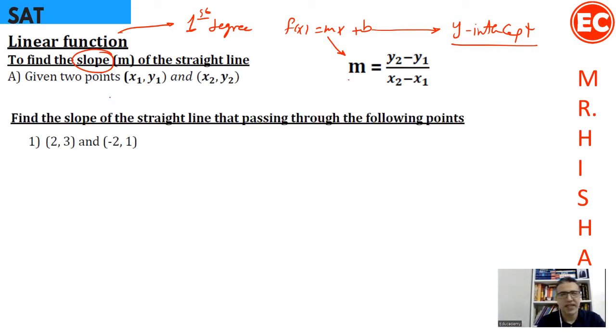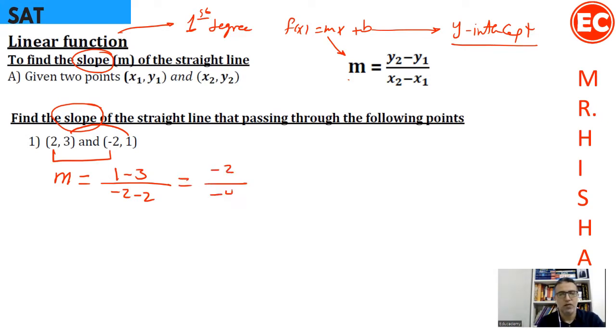Let's go to a direct example asking for the slope. What is the slope between these 2 points? Directly, you say it's 1 minus 3 over negative 2 minus 2. So it's negative 2 over negative 4. I cancel the negative, so it's 2 over 4, which can be simplified to half after dividing each term by 2. So directly, if I have 2 points and I want to find the slope, I use the rule y2 minus y1 over x2 minus x1.